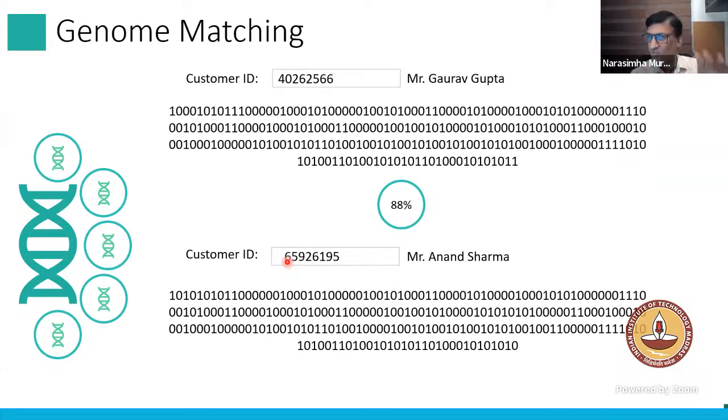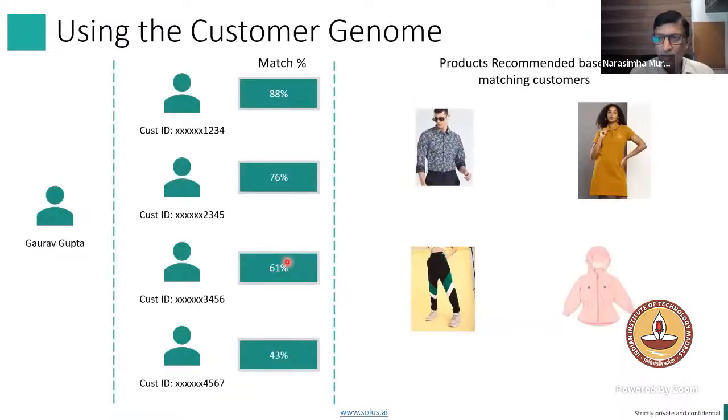But essentially, the idea is that for every customer, you find the top 10, top 50 other customers within the large database who look very similar, right? The reason you do that is, once you've done the matching, you can then recommend products based on matching customers. So the whole idea is that Gaurav Gupta has done certain purchases, he has shown certain behavior, but there are these other 4 customers here who have this match in the genome. So let me find out what these customers are buying, and use that information to recommend that to Gaurav Gupta. So that's really the whole concept of customer matching.